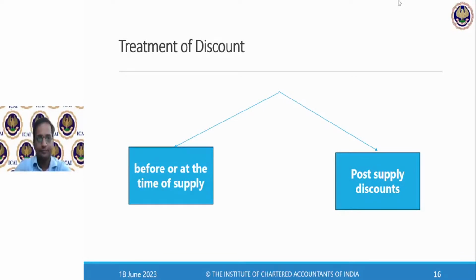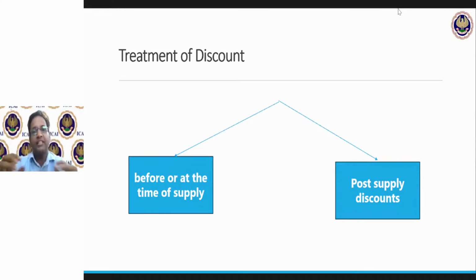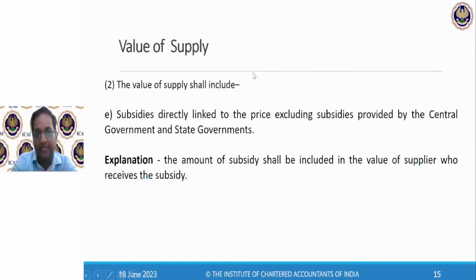Is it clear? So let me explain the example in short. Section 15(2)(e) says that if the subsidy is given by the government, it will not be added in the value. If the subsidy is linked to the price, and the recipient of the subsidy is also the supplier of that particular goods or services, then this subsidy received by the supplier will be added in the value.